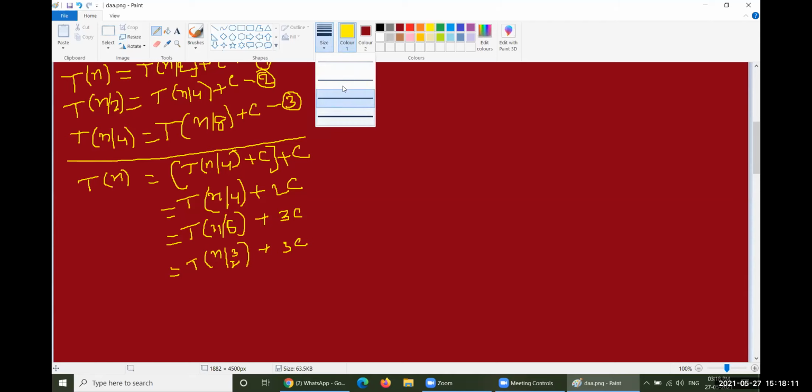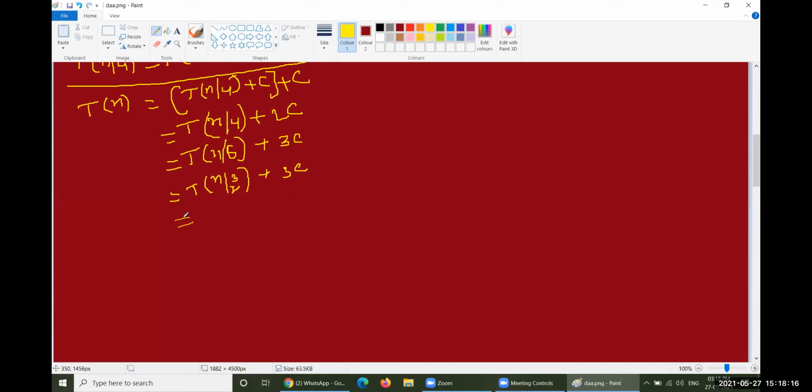Okay. So then continue this process for k recursive calls. For k recursive calls, you have to continue this particular process. Then T of n becomes T of n divided by 2 power k, plus kc. This is the way it could be done.